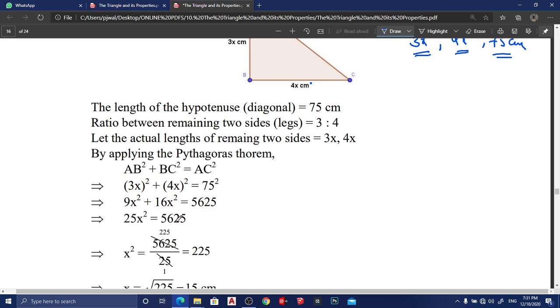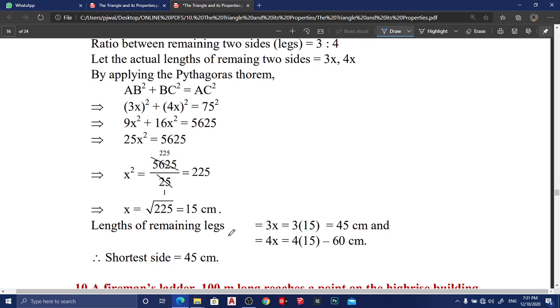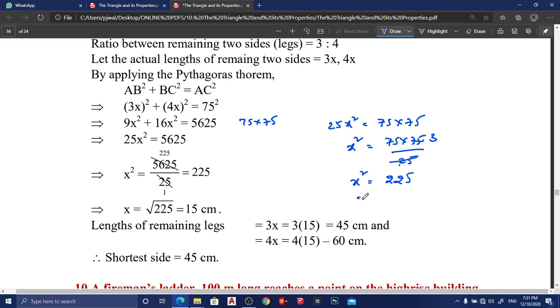So x square is equal to 5625 by 25, which is 225. Okay. So without multiplying 75 square, you can simply write 75 and 75 without multiplication. So keeping like this, you can take 25x square as 75 into 75 and send this 25 to this side. 75 into 75 by 25. You can cancel with the 25 table easily. So 25 3s. Now multiply 75 with 3, you will get 225. Now take the square root of this 225, which is 15.